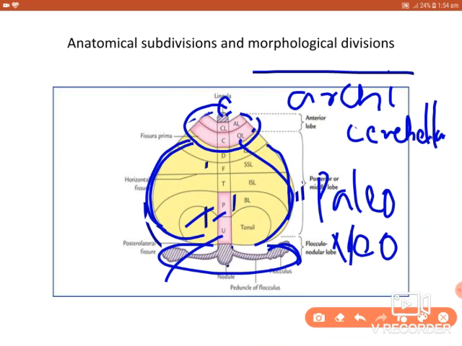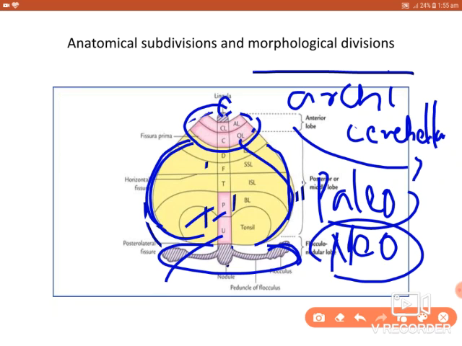So function of this archicerebellum, which is concerned with the maintenance of this body equilibrium. Then paleocerebellum is concerned mainly with the maintenance of this muscle tone and finer control of movements. The neocerebellum is for fine coordination of this voluntary movements.